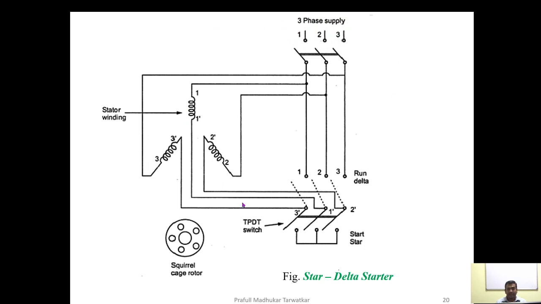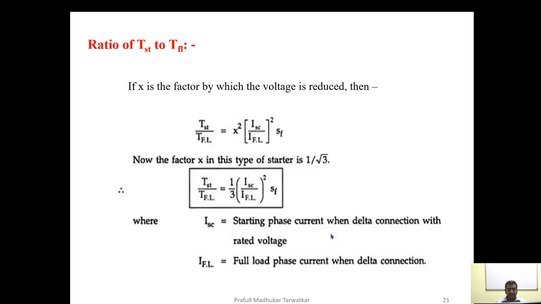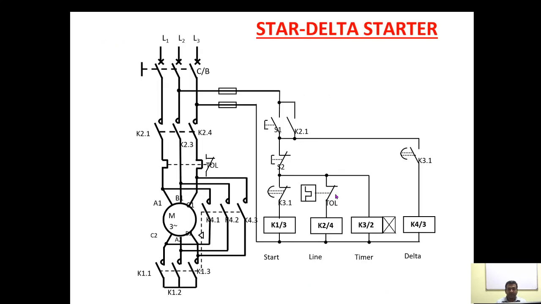This is how it looks like, the supply terminals. Then this is the star winding, that is star connected terminals during start, and for running it is connected in delta. These are the stator winding terminals. Let us have a look over the operation.